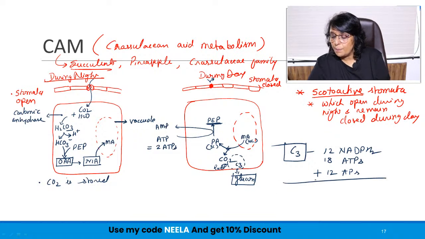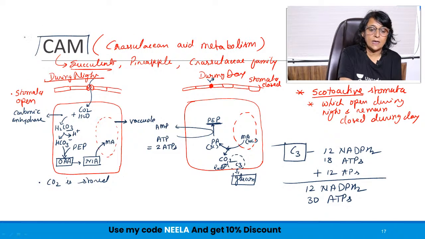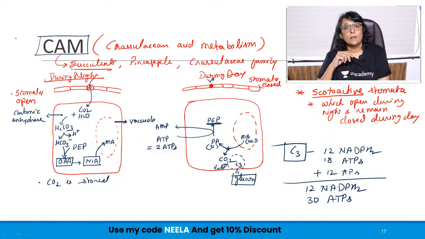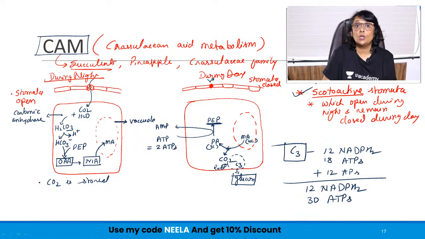So total will be 12 NADPH2 and 30 ATPs. So this requirement is very much similar to what happens in C4 plants or C4 cycle. The only difference is in CAM, that is crassulacean acid metabolism, the plants have an adaptation that they have scotoactive stomata. So they have avoided the loss of water, because for them the most important factor is water.